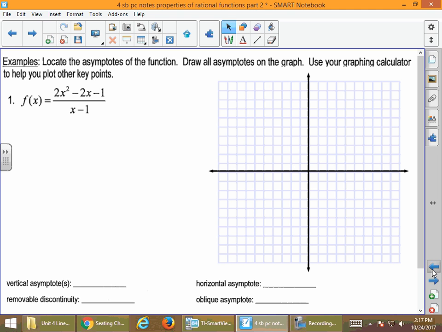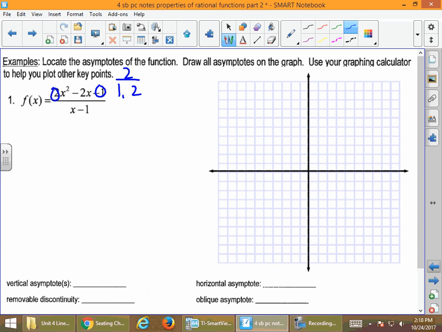And the nice part about this problem here on number 1 is that we can't factor 2x squared minus 2x minus 1. If we take a quick look at this, we do 2 times 1 is 2, and the only factors of 2 are 1 and 2. And will 1 and 2 ever combine to be 2? No. So we can't factor anything in this problem.